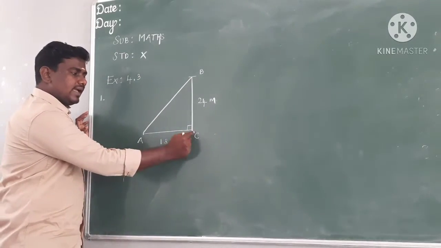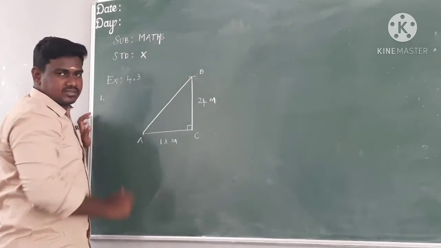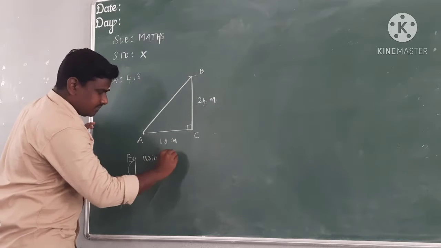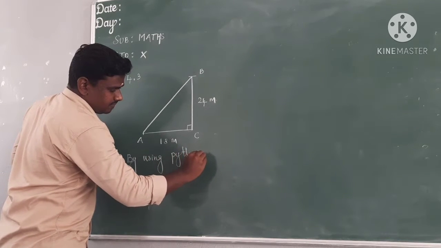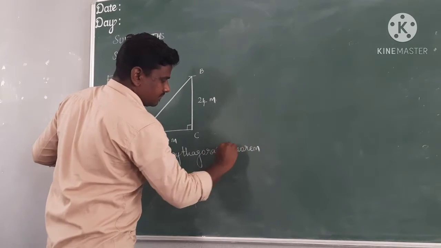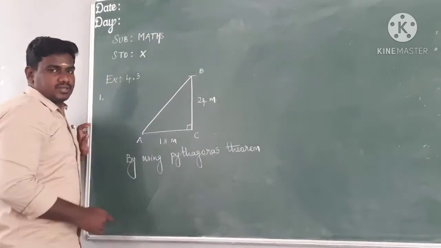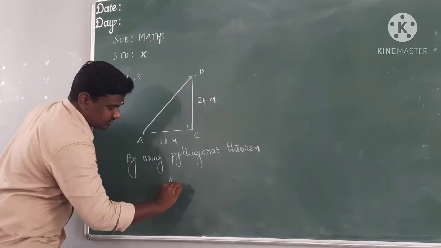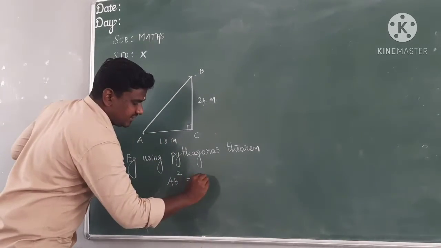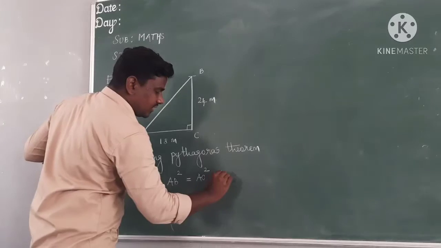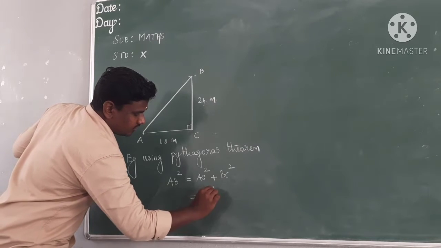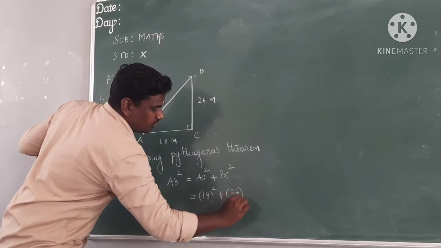In the right angle triangle, angle C is 90 degree, so this is the hypotenuse, you know very well. So by using Pythagoras theorem, the square of the hypotenuse, AB is the hypotenuse, is equal to the sum of squares of the other two sides. So AC square plus BC square. So AC length 18 square plus 24 square.